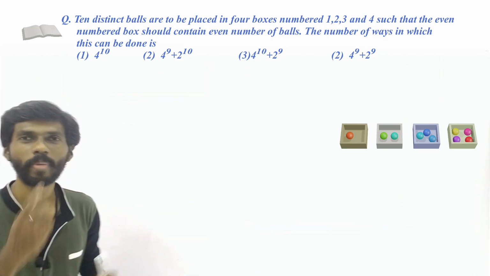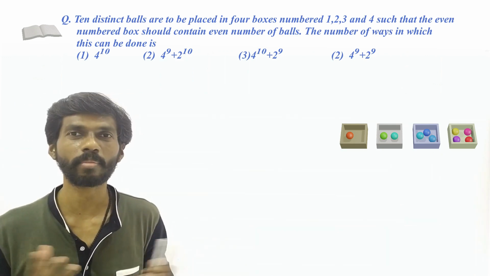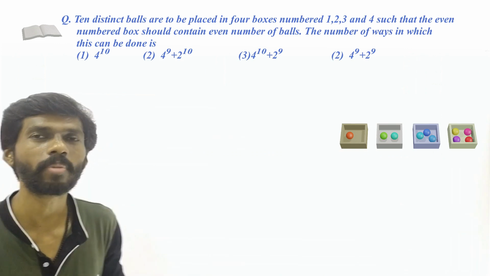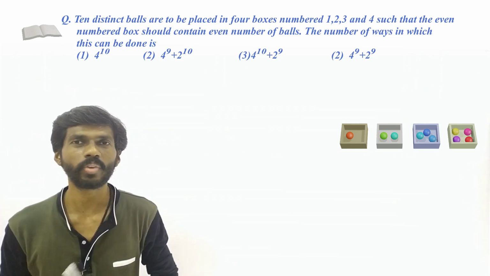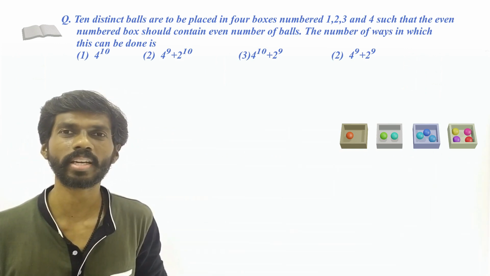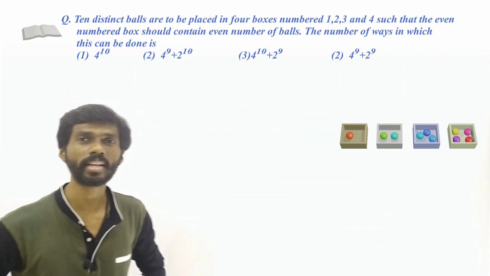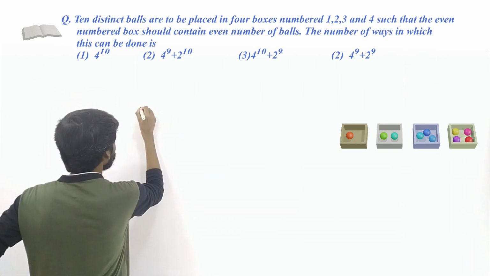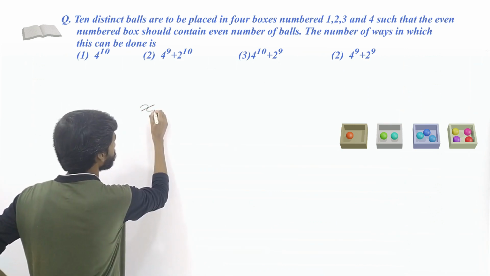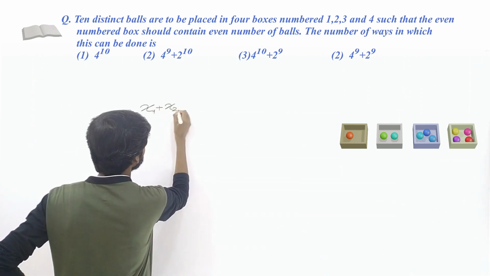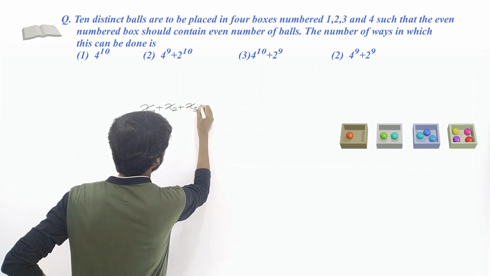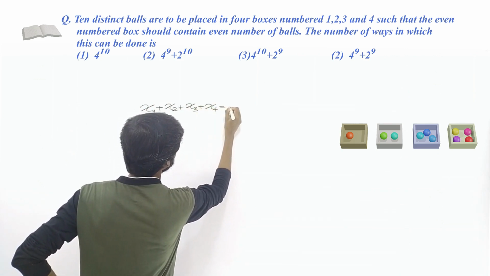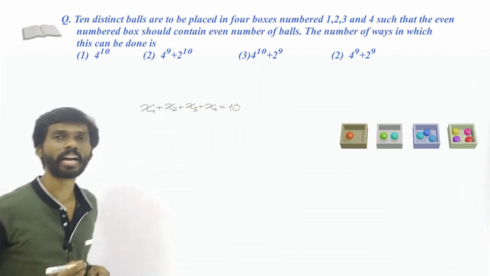See, so we have to go back to the basic method of finding the number of solutions of the equation, right? n plus r minus 1 C r minus 1. So we use the multinomial expansion and stuff like that. Alright, so we have to use that idea. See, the first box contains x1 objects, second box contains x2 objects, third x3, fourth x4. So this total must be equal to 10, alright, because totally we have 10 balls.